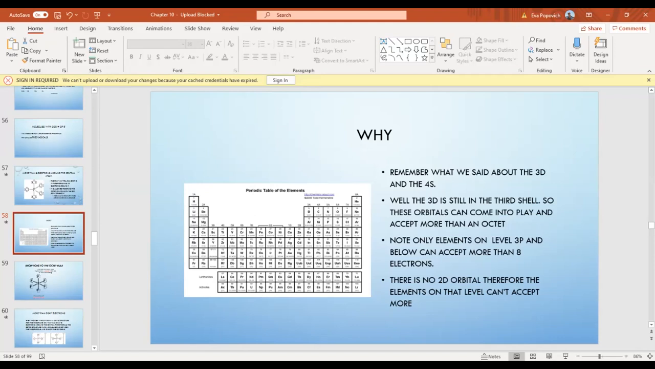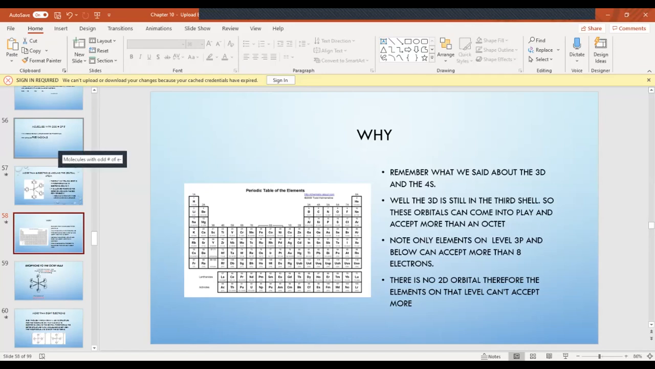Yes. All right. Now, the value of L can only be N minus one down to zero, integers. So if N is one, L can only have a value of zero. If N is two, L can have a value of one and zero. If N is three, L can have a value of 2, 1, or 0. So if I'm in the second shell, I have no L equal to two value. I have no D orbitals to draw from.